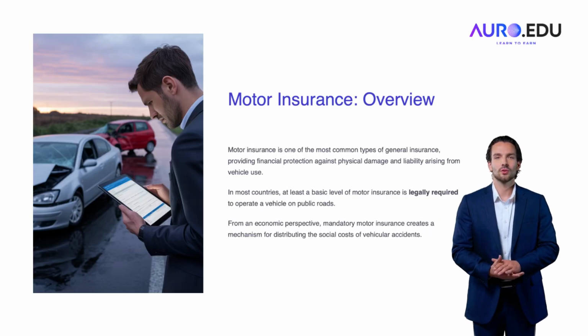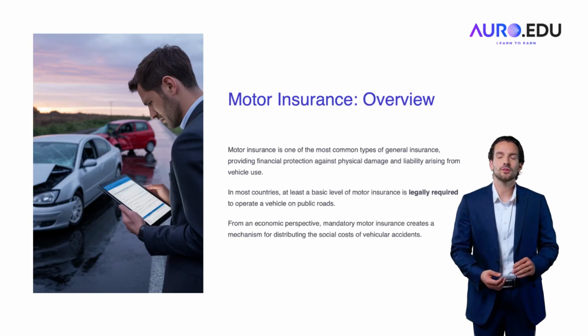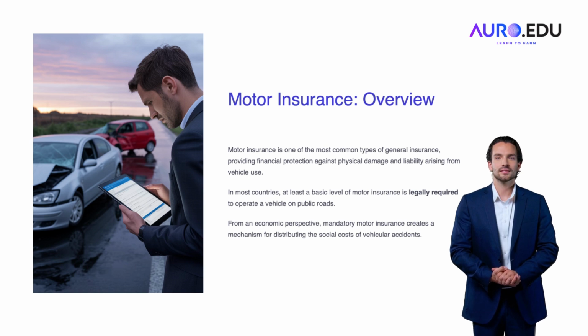Motor insurance overview. Motor insurance is one of the most common types of general insurance. It provides coverage against vehicle damage and liability for injury or damage to others. In many countries, third-party coverage is legally required. This ensures that the costs of accidents are spread across drivers rather than falling solely on victims. From an economic view, it reduces the social cost of accidents.